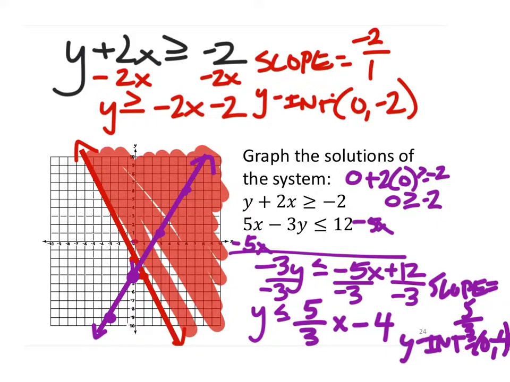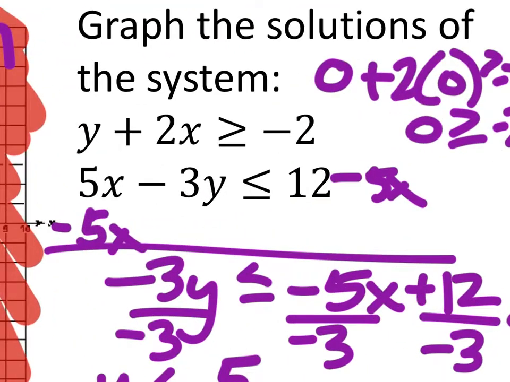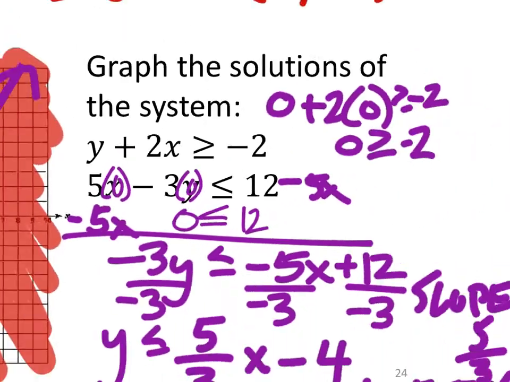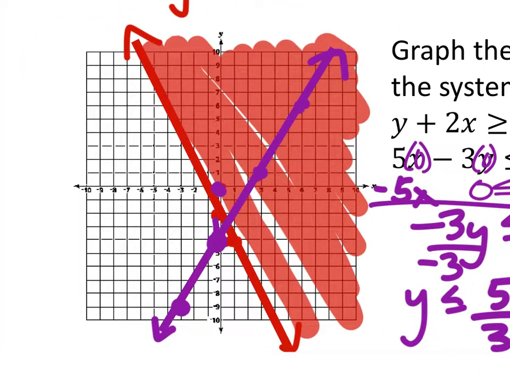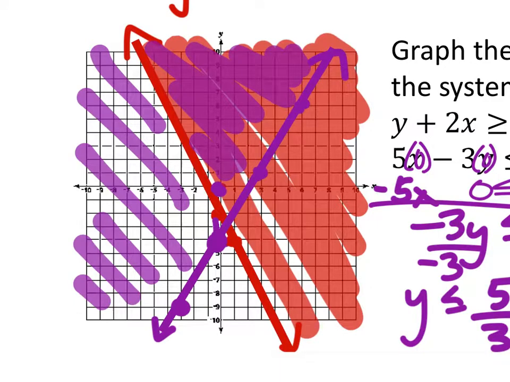And when we test, we can still test 0, 0. So if I look at this equation here, if I have 5 times 0 minus 3 times 0, that would give me 0 is less than or equal to 12. And that right there is true. So I know I need to shade the same side of that line that that test point is on. So I shade over here. Again, you can look at this right here, but really the only area we're worried about is where both sections are shaded in, which would be this one right here. So the green represents where the actual solution is.